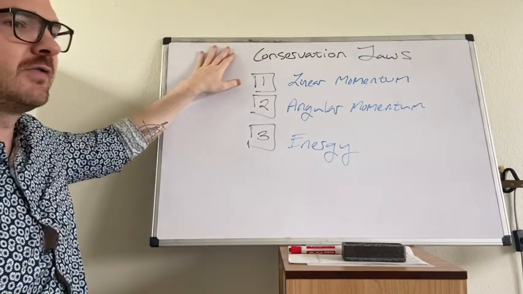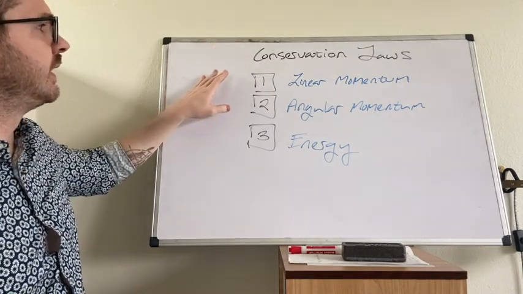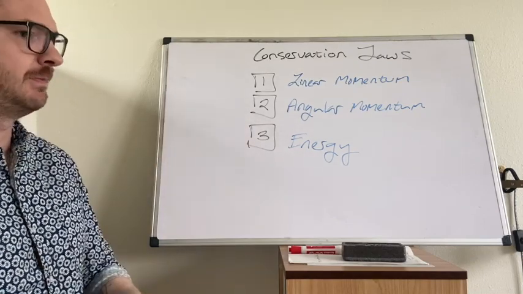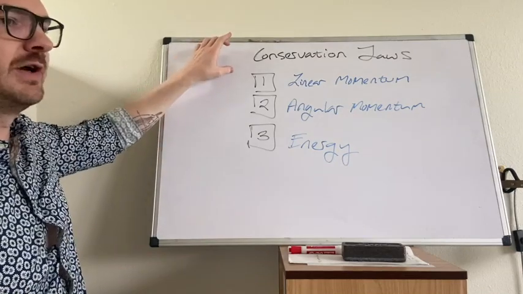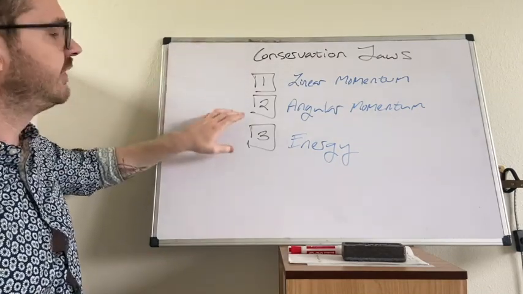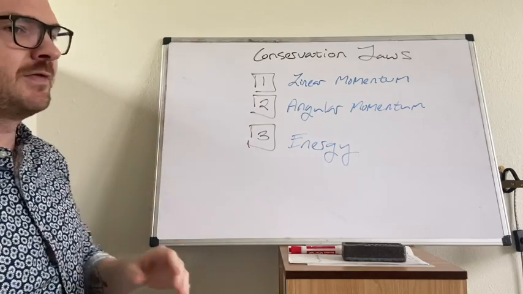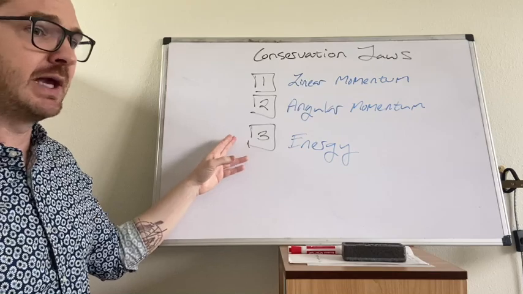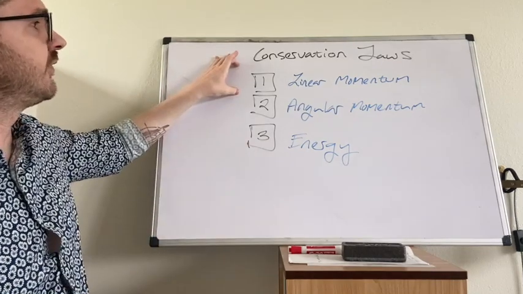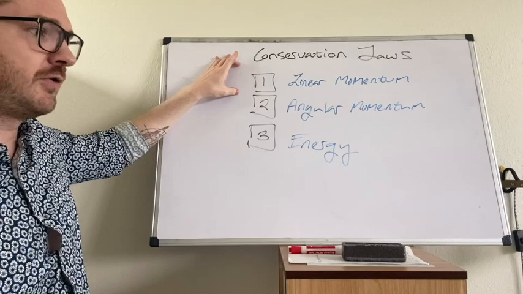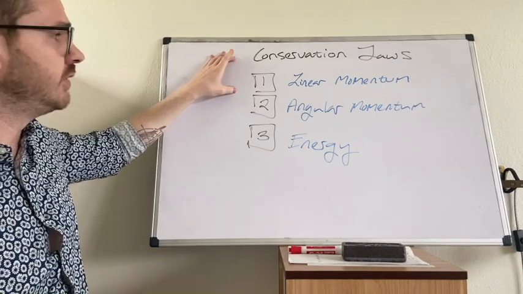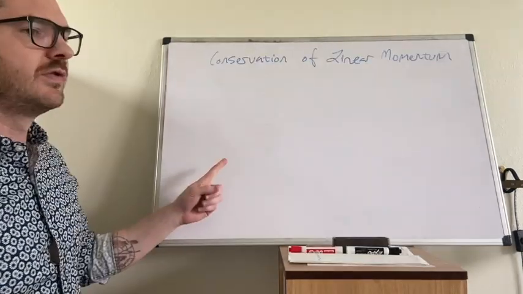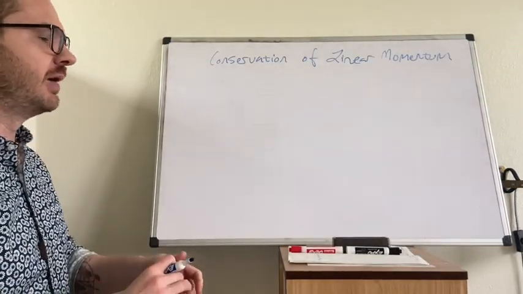So there are three conservation laws that we're going to talk about: linear momentum, angular momentum, and then energy. Each of these three has very specific conditions that must be met in order for you to justify the application of these. So again, we're just going to talk about linear momentum today. Let's talk about the conditions where you can justify using it, and then what it means and how you put it into practice. The first conservation law, conservation of linear momentum.